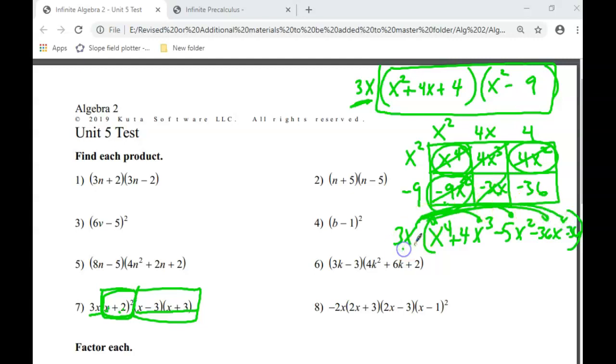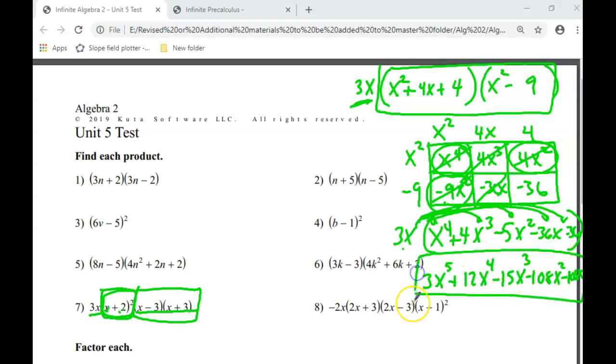So 3x times x to the fourth is going to be 3x to the fifth, plus 3x times 4x cubed is going to be 12x to the fourth. 3x times negative 5 is going to be negative 15x cubed. 3x times negative 36, okay, 3 times 36, that's going to be 90 plus 18 is going to be negative 108, and x times x is x squared, and then 3x times negative 36 is going to be negative 108x.